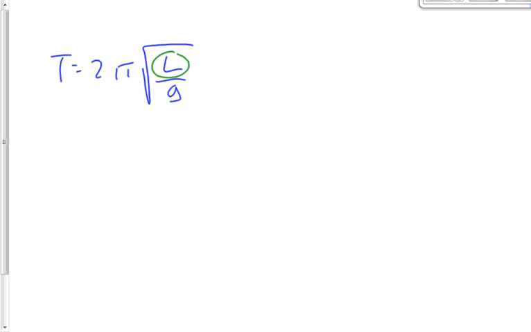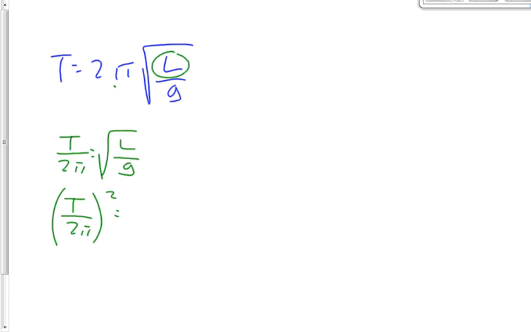No, not first. Right, divided by 2 pi. So it becomes T over 2 pi equals the square root of L over G. We're getting there, but we've got a little ways to go here yet. Peyton, what do we get rid of next after we've divided by 2 pi? Good. We're going to square it, actually, right? The opposite of the square root, so it's going to be T over 2 pi squared equals L over G.